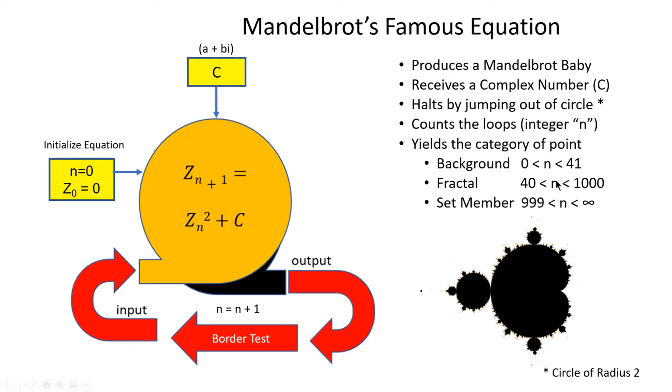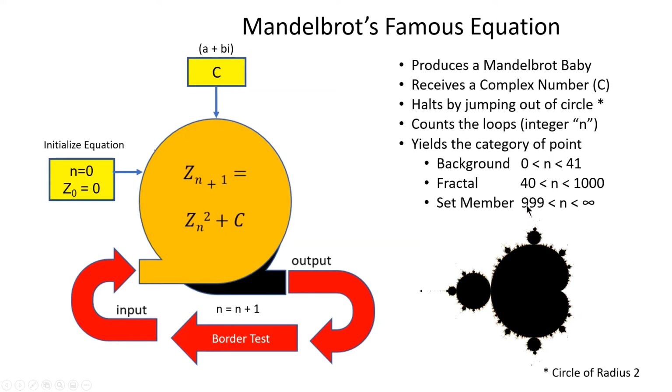But now, let's say you picked a point here, a black one, inside the baby. It would come back greater than 999, and it could go on to infinity unless we stopped it, because set members continue to loop forever. If you're a black pixel, it'll loop forever. So we have to have some kind of upper limit that says if you go to 1,000, you can stop, because we know you're black.